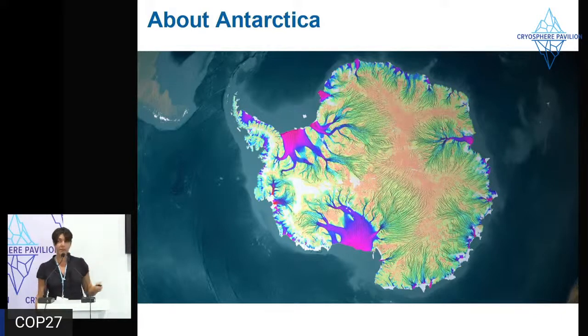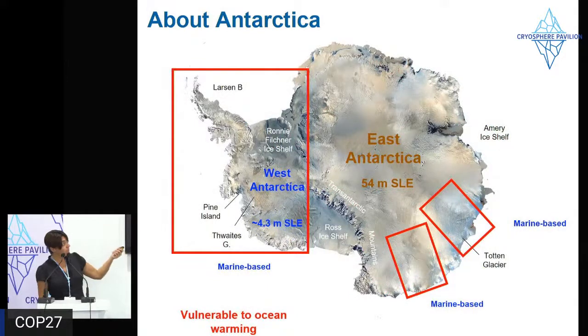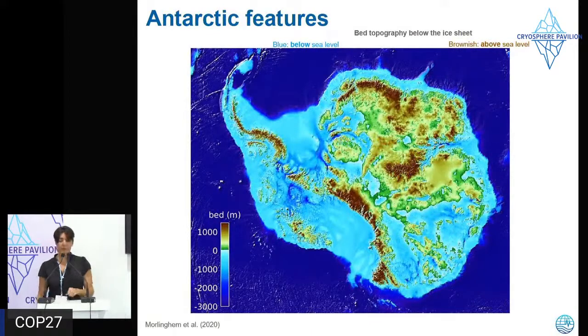bright magenta and dark blue colors, actually. So I just highlight here the sectors that are marine based and most vulnerable to oceanic warming. This is because if we remove the ice, this is what is below Antarctica. So this is the subglacial bed on which Antarctica flows. And you can see that most of the bed below the ice is above sea level. Those are all the brownish colors that you can see on the picture.